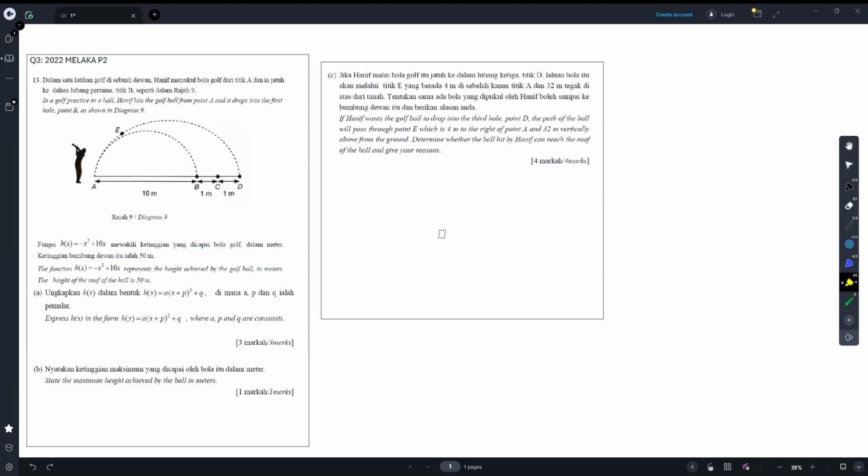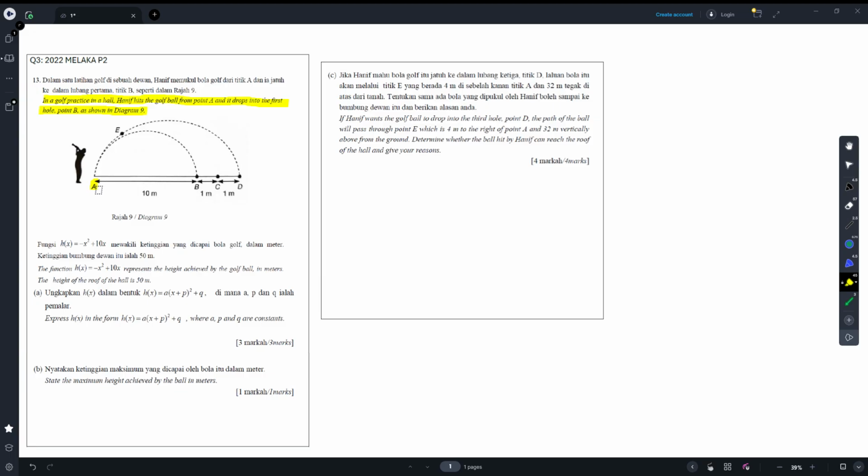Hello everyone. Today we will discuss one question on a quadratic function which involves the trajectory of a golf ball. Let me read the question for you. In a golf practice in a hall, Hanif hits the golf ball from point A and it drops into the first hole, point B, as shown in diagram 9.